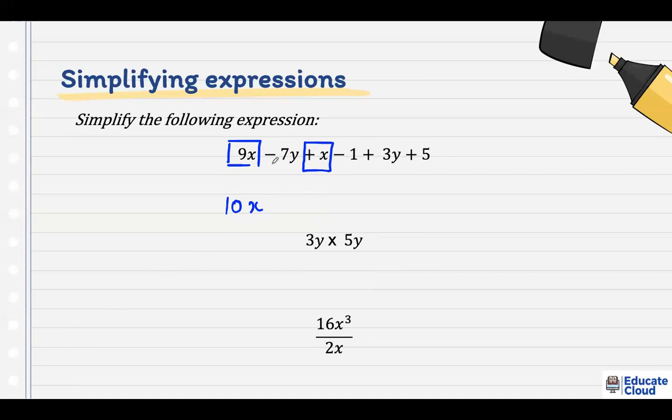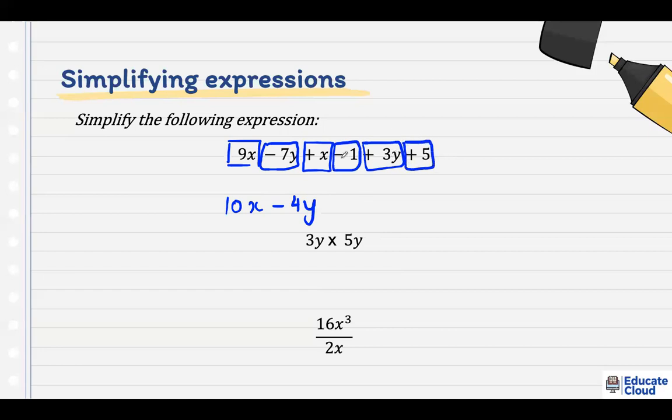Now the second thing that we need to do is the minus 7y. So I'm going to draw a box around minus 7y. That is not 7y, it's minus 7y. And the plus 3y. So we need to do minus 7y plus 3y, which is going to give us minus 4y. And the last thing we're going to do is minus 1 plus 5.